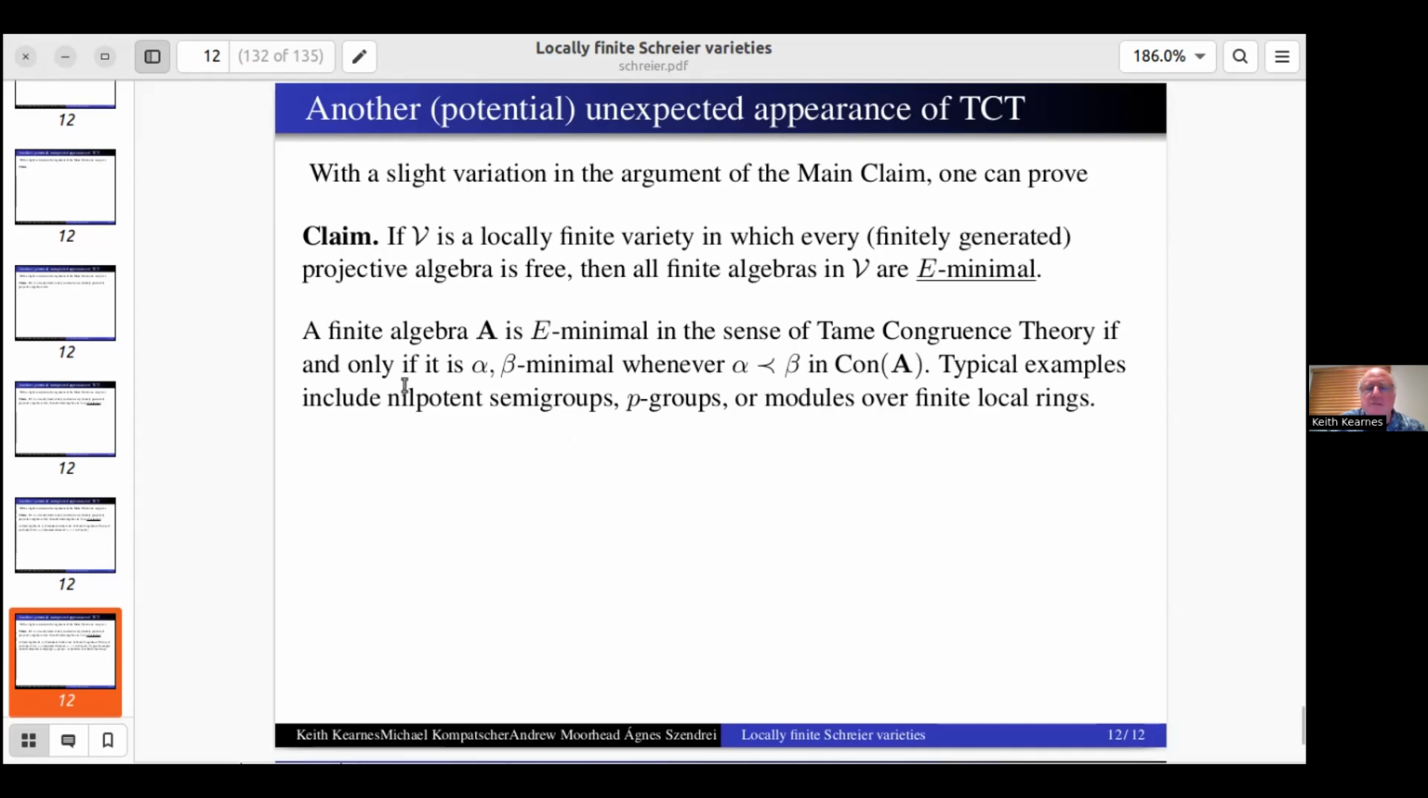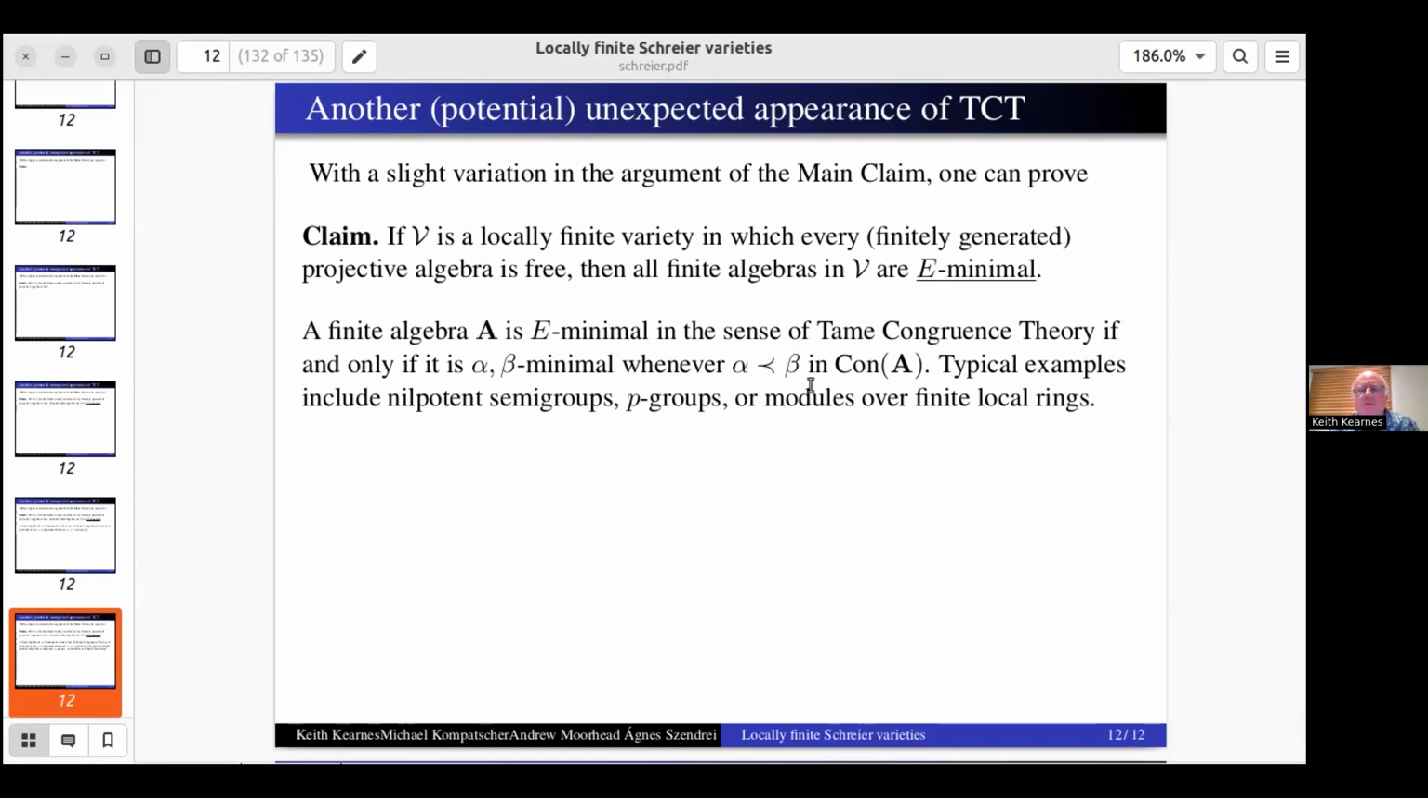So nilpotent semigroups somehow generalize the G-set example. And these p-groups or modules over finite local rings generalize the vector space type. Okay. If I restrict to the case of simple algebras, you'll see they agree with each other. So this would be a stronger theorem if we could prove it. We can't. We don't know a proof of this theorem.